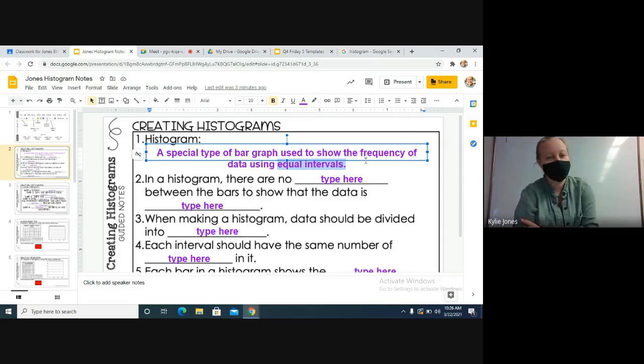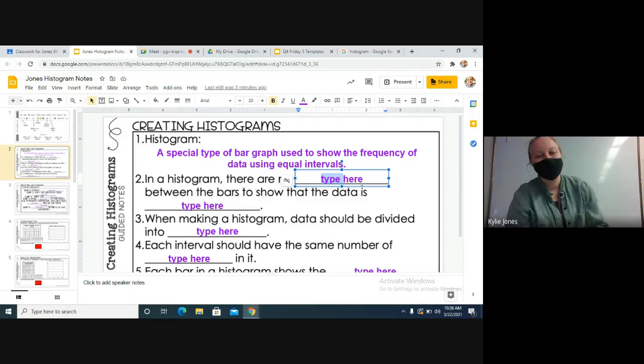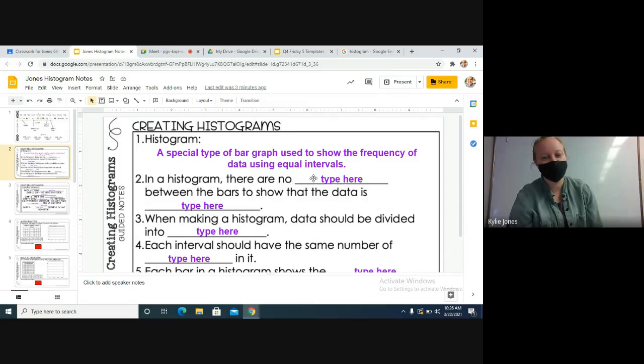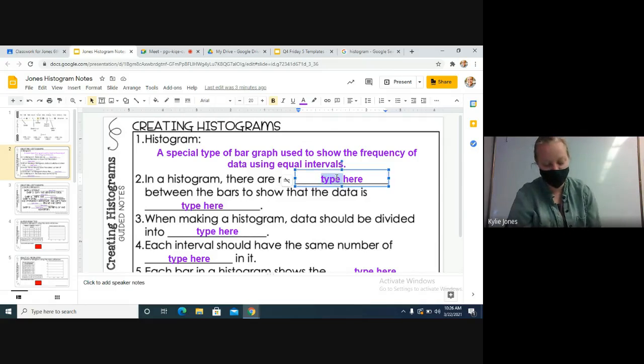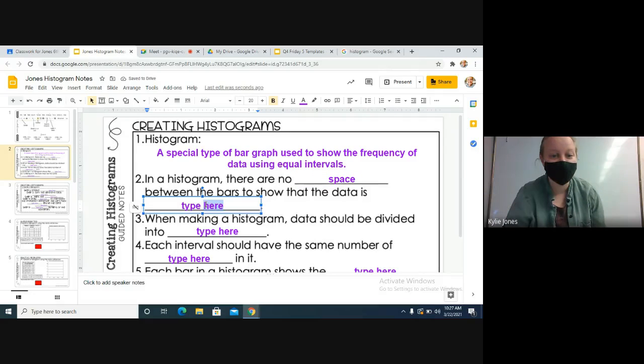Okay? Our next one, number 2, says, in a histogram, there are no blank between bars that show the data is blank. What did I say goes here? There's no what in between the bars? There's no space in between the bars. Good. To show that the data is, this one you guys won't know. It shows that the data is continuous, which we talked about that word today already.